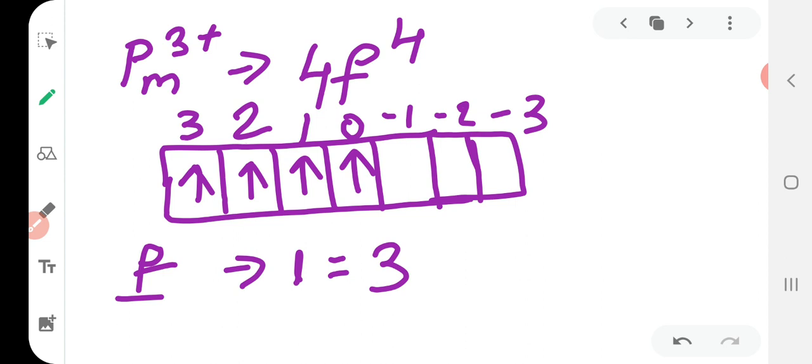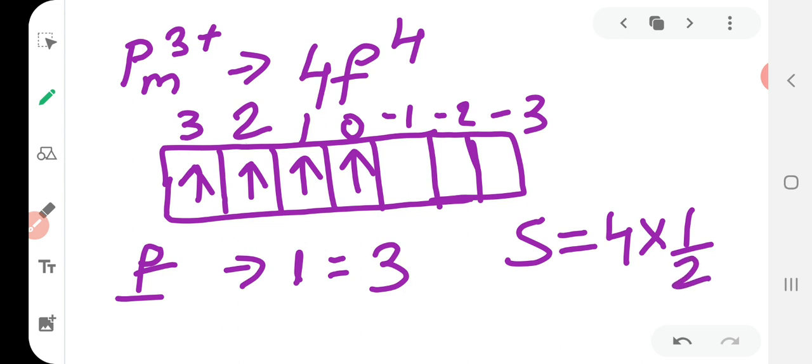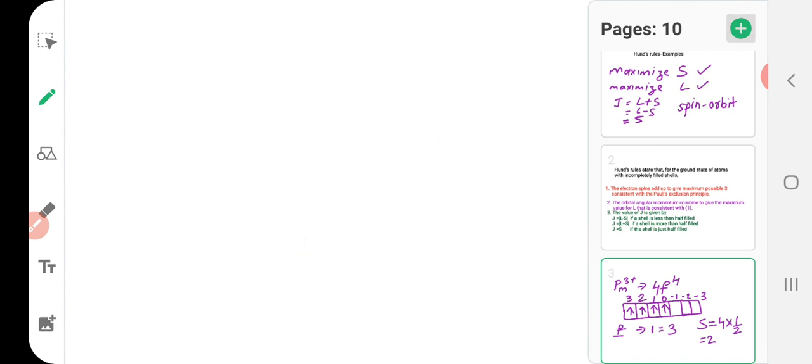So what will be the resultant value of S? Only if we arrange electrons in this manner do we get a maximum value of S, and this is in accordance with Pauli's exclusion principle too. There are 4 spin states and each has up spin, so its value is plus half. So 4 into half will be 2. So we get S equal to 2.